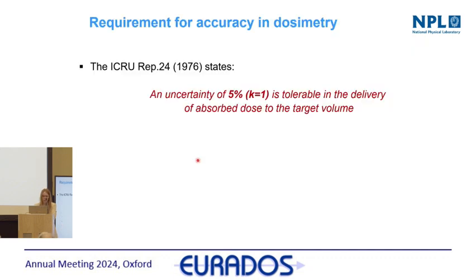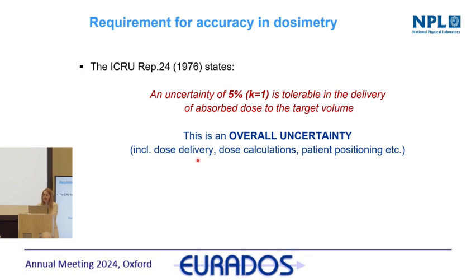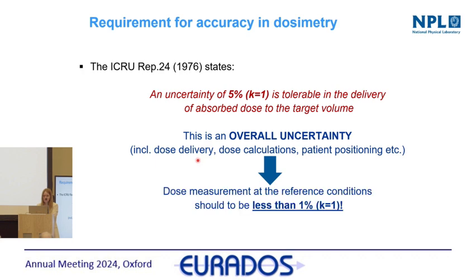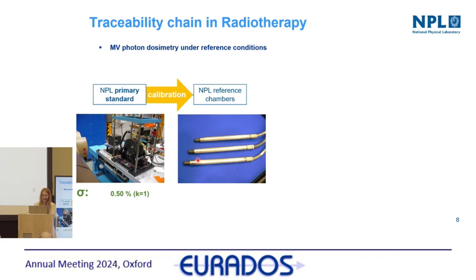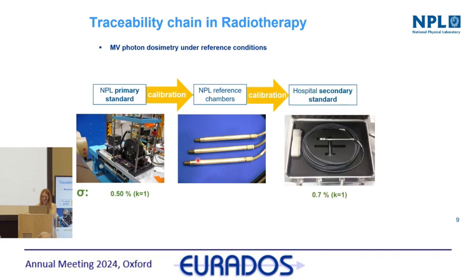So what is currently the requirement for accuracy in dosimetry? For instance, ICRU report 24 states that an uncertainty of 5% at k equals 1 is tolerable in the delivery of the absorbed dose to the target. However, I want to highlight that this 5% is the overall uncertainty, which includes several aspects, including dose delivery, dose calculations, patient positioning, and so on. So it means that the dose measurement at the reference conditions, these best defined conditions, should be within 1% at k equals 1. And that's just a very brief reminder of the importance of traceability in radiotherapy. The term I'm pretty sure everyone is very familiar with.